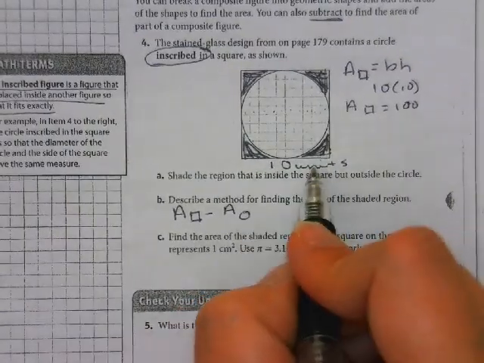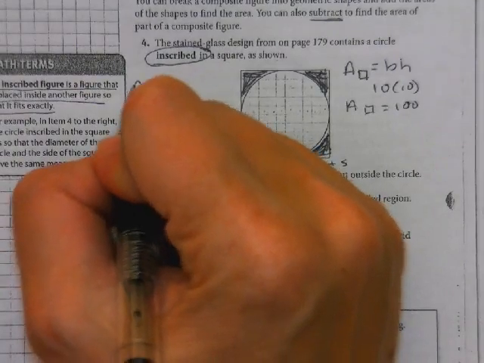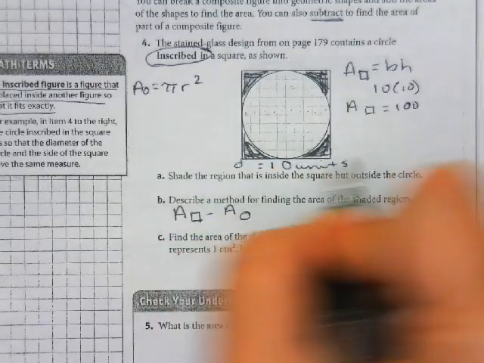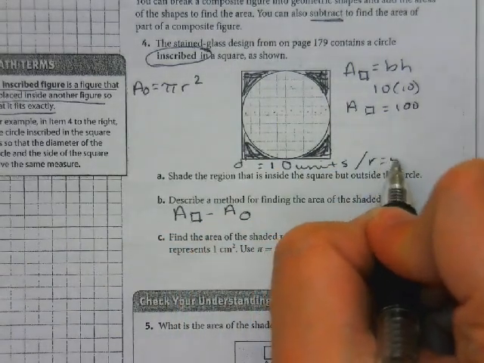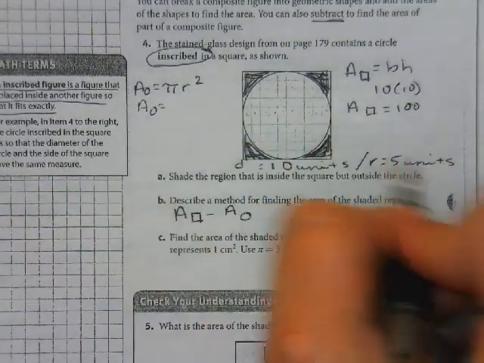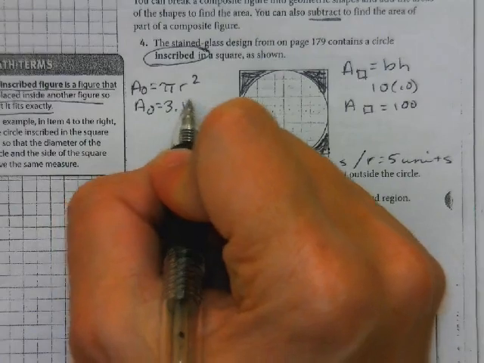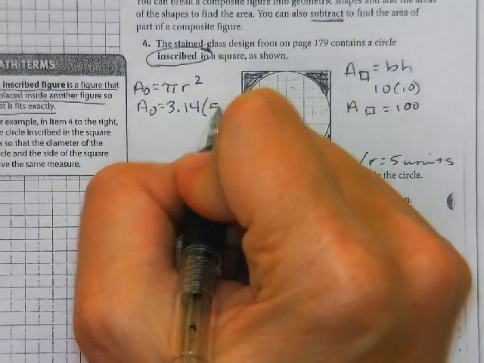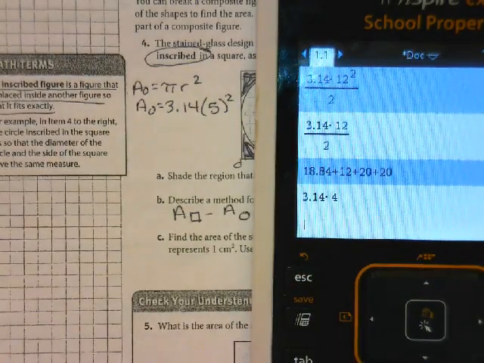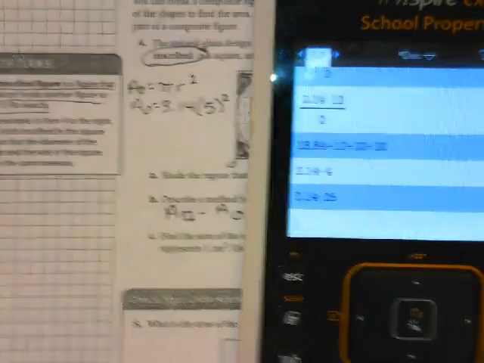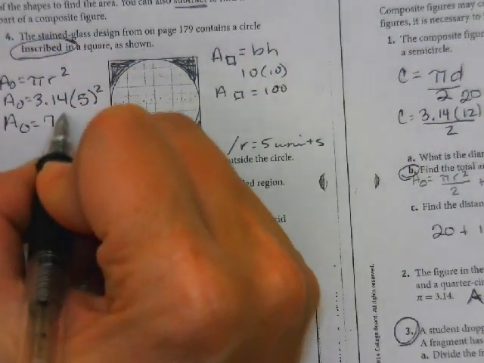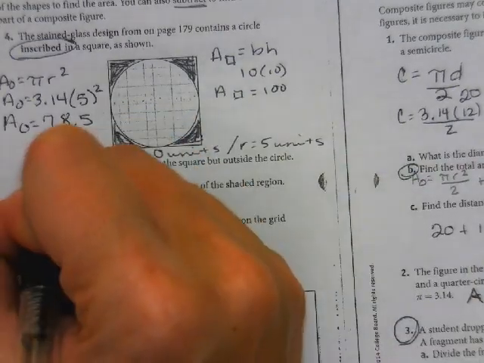This is also going to be the diameter of the circle. So area of the circle is pi r squared. So if this is a diameter, that means that the radius is 5. Area of the circle, 5 is not a multiple of 7, so 3.14 times 5 squared. 5 squared is 25. Handy dandy calculator, 3.14 times 25 is 78.5. So the area of the circle is 78.5 units.